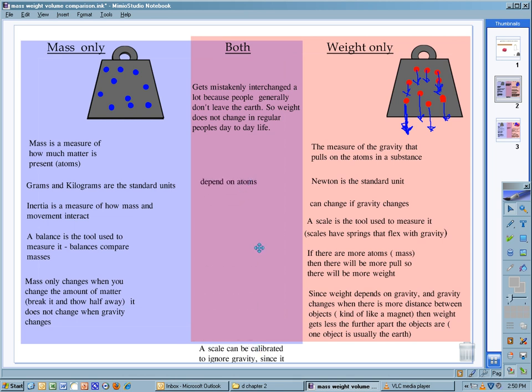Both of them depend on atoms. Weight depends on gravity's pull on the atoms. Mass is just how many atoms there are, but they both depend on atoms. And lastly, the main reason they both get confused is that a scale, the tool that typically gets used for weight, can be calibrated to ignore the force of gravity, since it doesn't change because the scale's not likely to actually leave planet Earth. So sometimes we'll use a scale for mass even though it's the wrong tool because they're faster and easier. So these are the key differences between mass and weight. I hope that it's helpful to you.